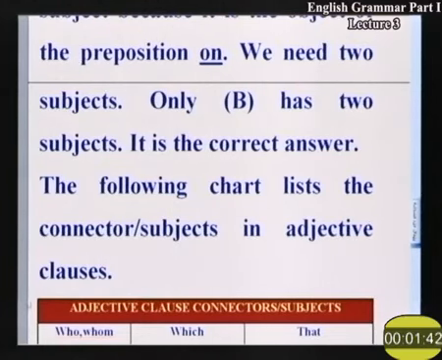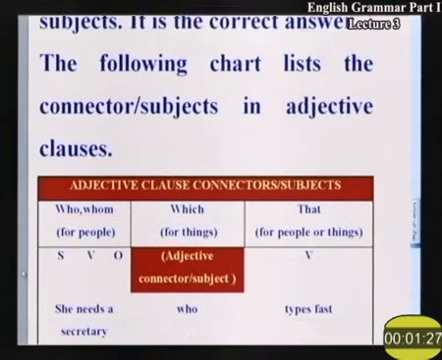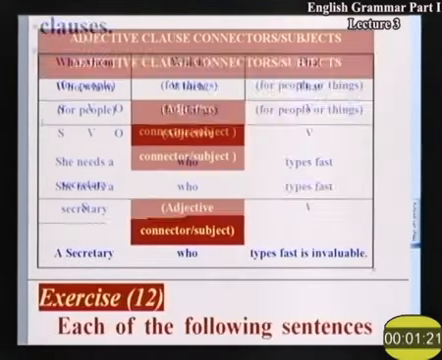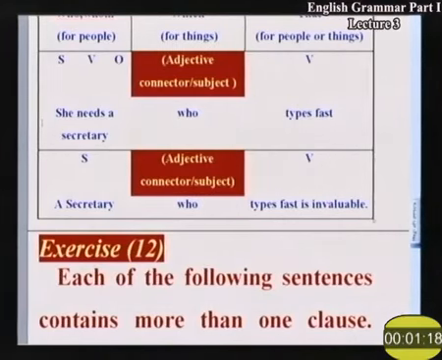All right. The following chart lists the connector subjects in adjective clauses. يعني ايه the connector subjects؟ احنا عارفين بقى connector subjects يعني the connector which is a subject at the same time in the adjective clause. طيب who for people, which for things, that for people or things. نبص على الجملة دي. She needs a secretary. ادي جملة كاملة اهو. She needs a secretary. Who types fast. Who types fast is the adjective clause that refers to the word secretary. طيب who هنا subject and at the same time it's a connector.